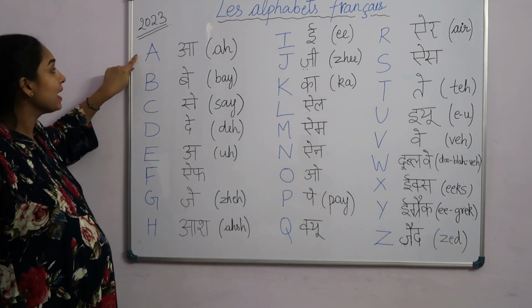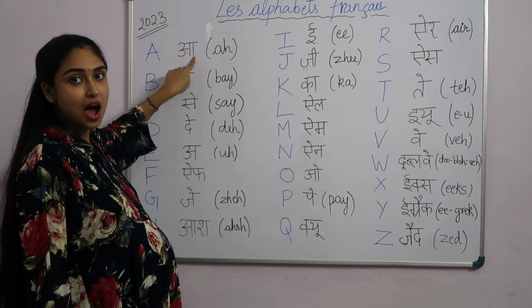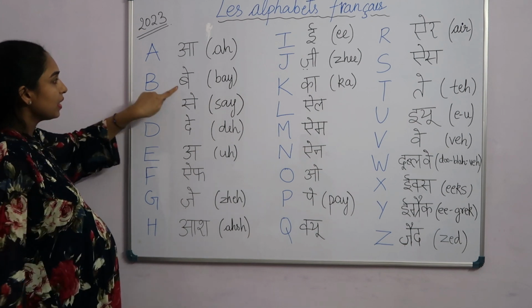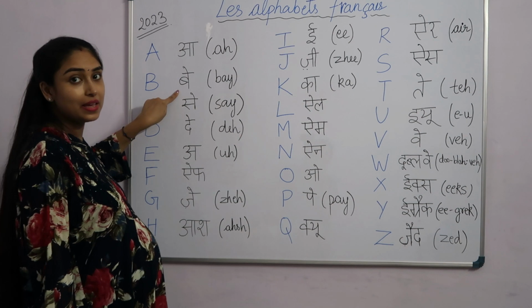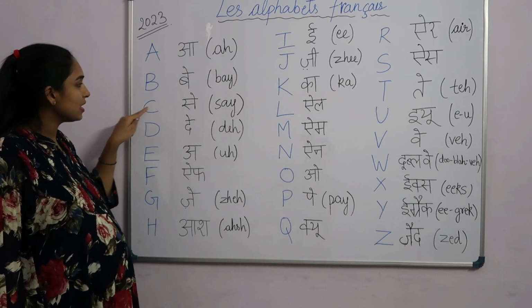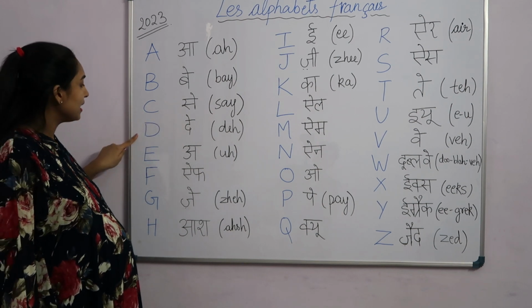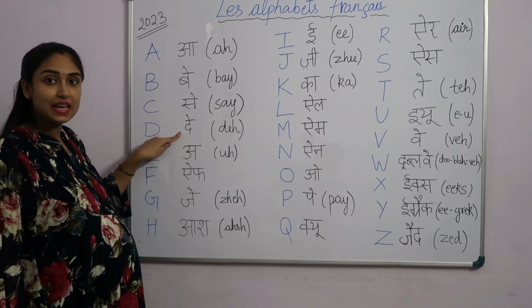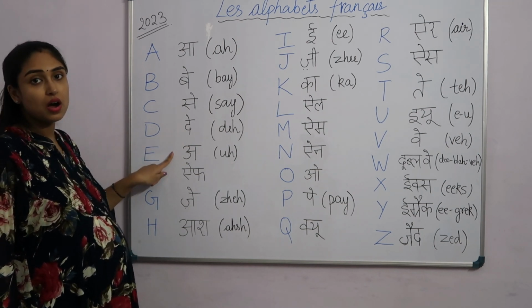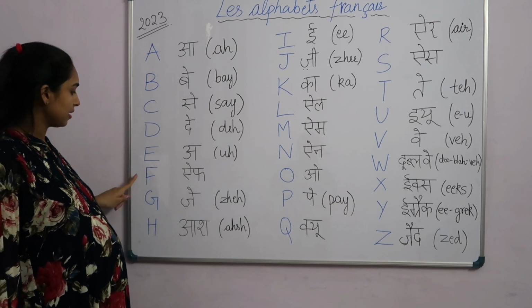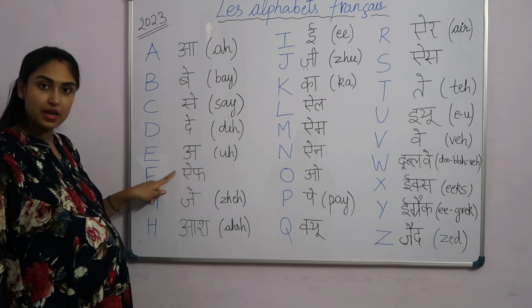Starting with A. A is pronounced as A. Next, B. Bay. C. Say. D. Day. E. F is same as in English. F.